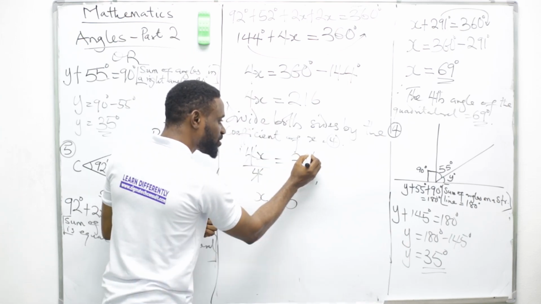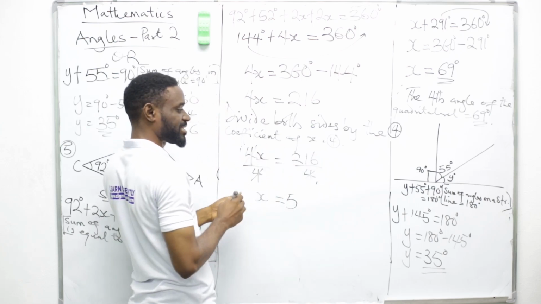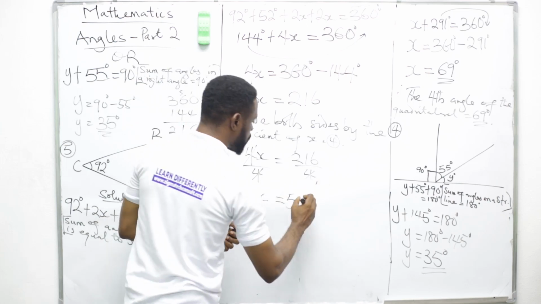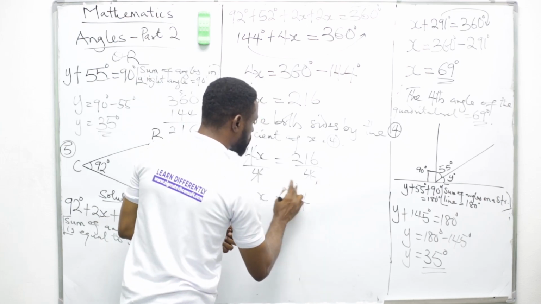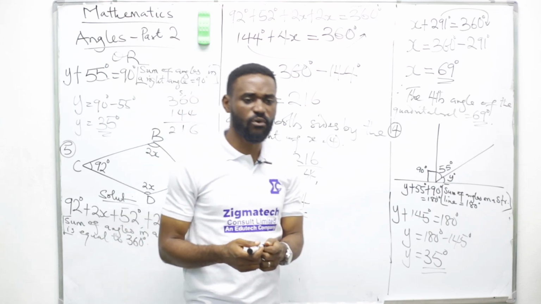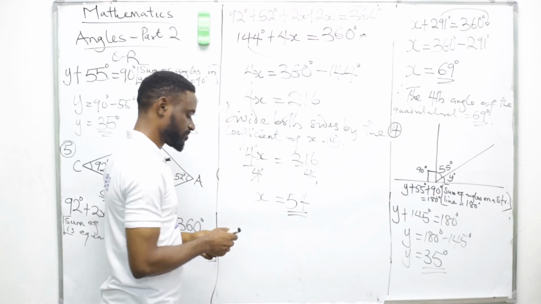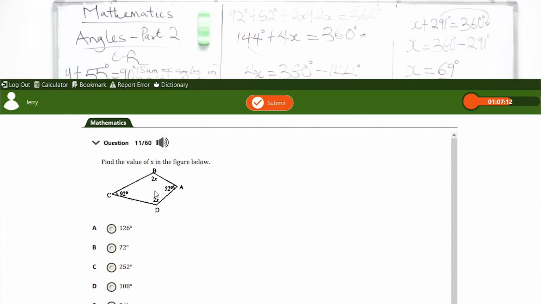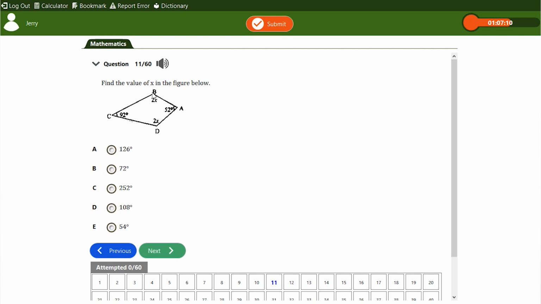That 1, we put it now to 6 to become 16. We have shifted the 1 to 6, 16. So 4 into 16 is what? 4. Because 4 times 4 is 16. So it means that x is equal to what? 54 degrees. x is equal to 54. That is what the value of x is now. x is 54. So it means 2x is 2 times 54. This other one is 2 times 54.